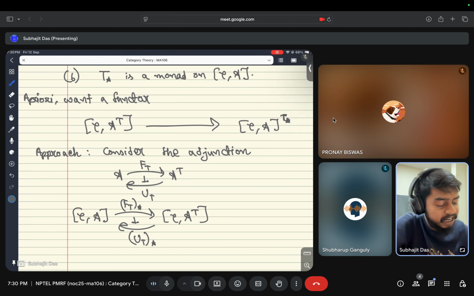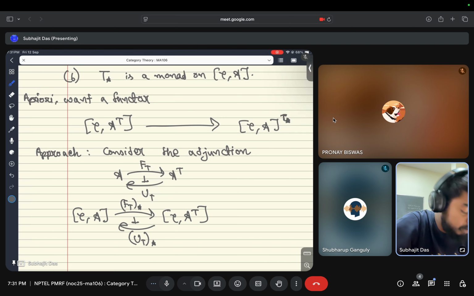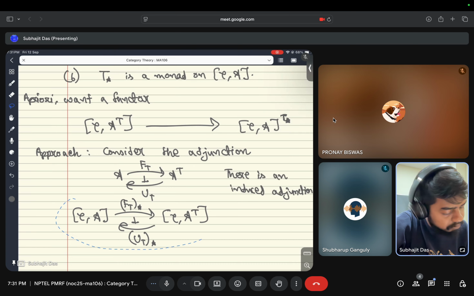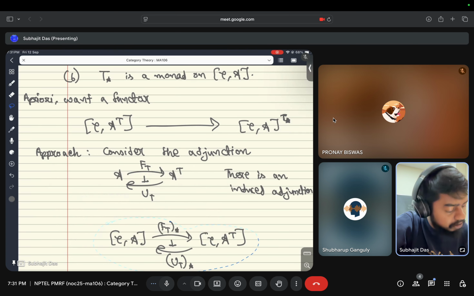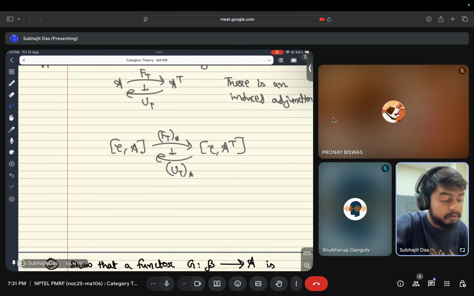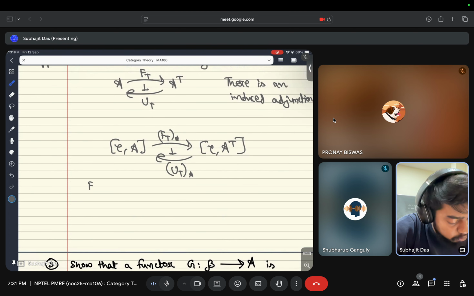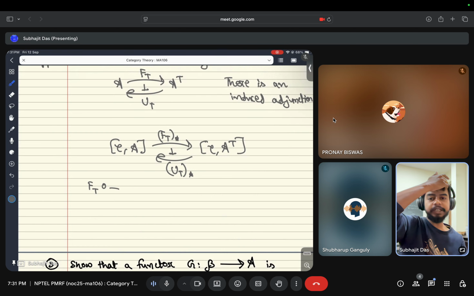So the claim is, there is an induced adjunction, this one. Why is there an induced adjunction? So what is FT star doing? FT star is composition with FT. What is UT star doing? Post composition with UT, right?